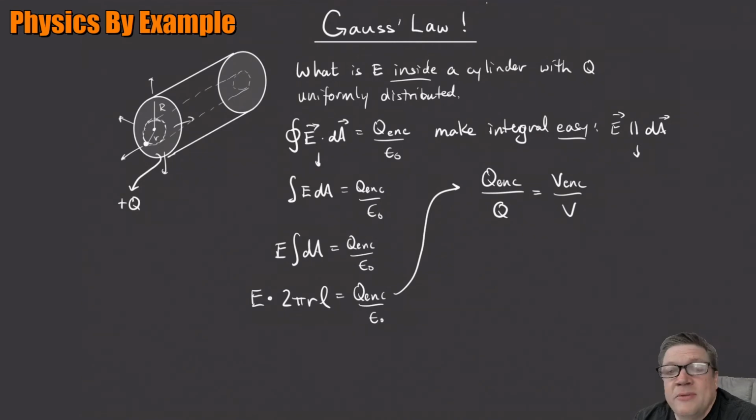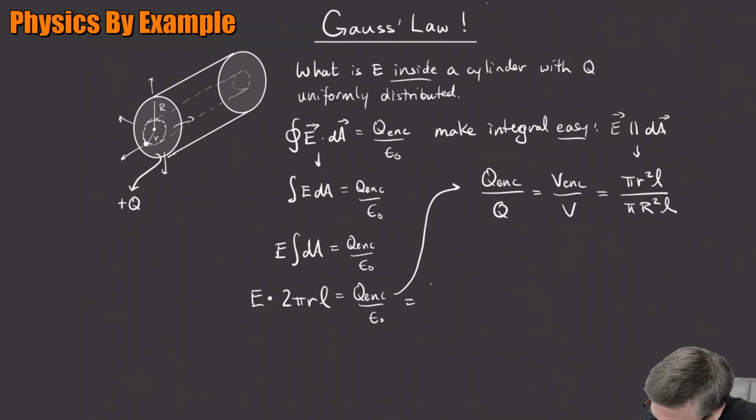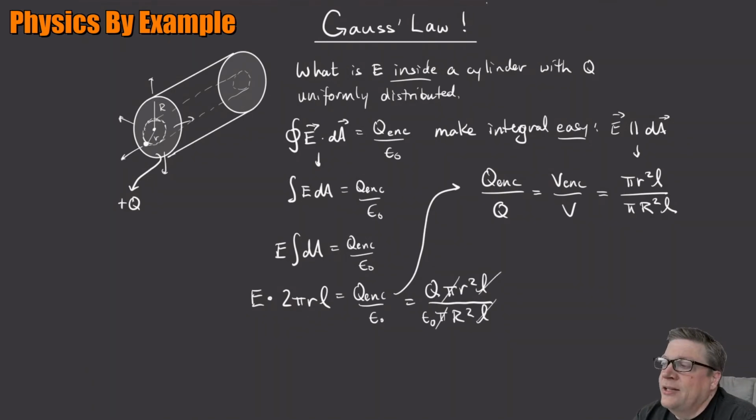Okay, well, how much volume have I enclosed? What's the volume of that little cylinder? It's going to be the area of the disk, and then it sweeps out over a length L. So this is going to be pi r squared L. What's the total volume of the cylinder? It's going to be pi big R squared times L. So it's that ratio that matters. So that Q enclosed is just going to be Q pi r squared L over pi big R squared times L. Well, nice that the pi and the L's all cancel.